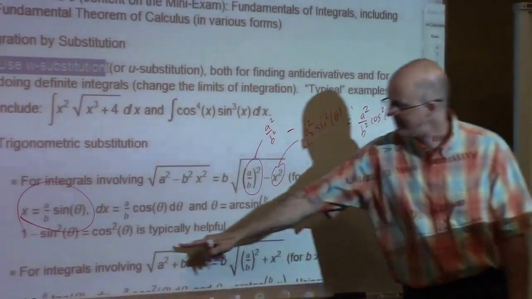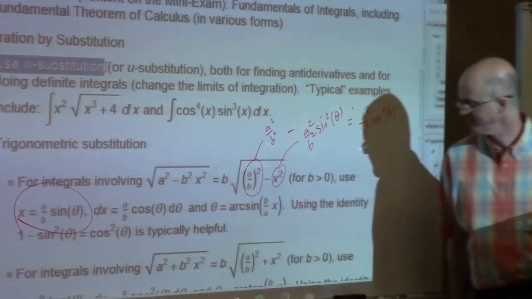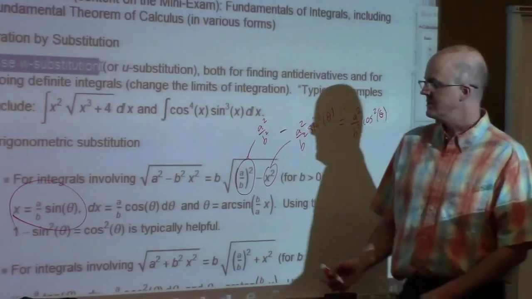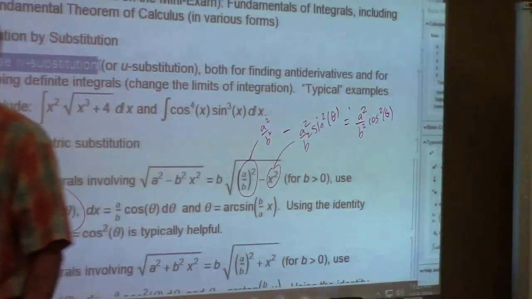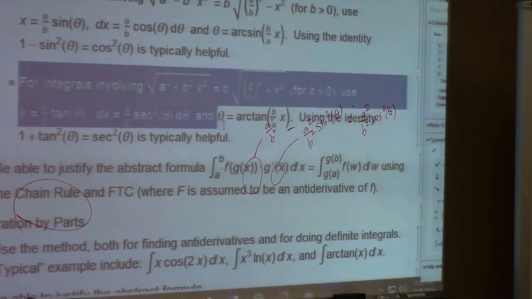For integrals looking like this, involving square roots like that, with a plus sign there instead of a minus sign, and again, b is often 1, do tangent. Move this up here. So now we're focused on this thing here.